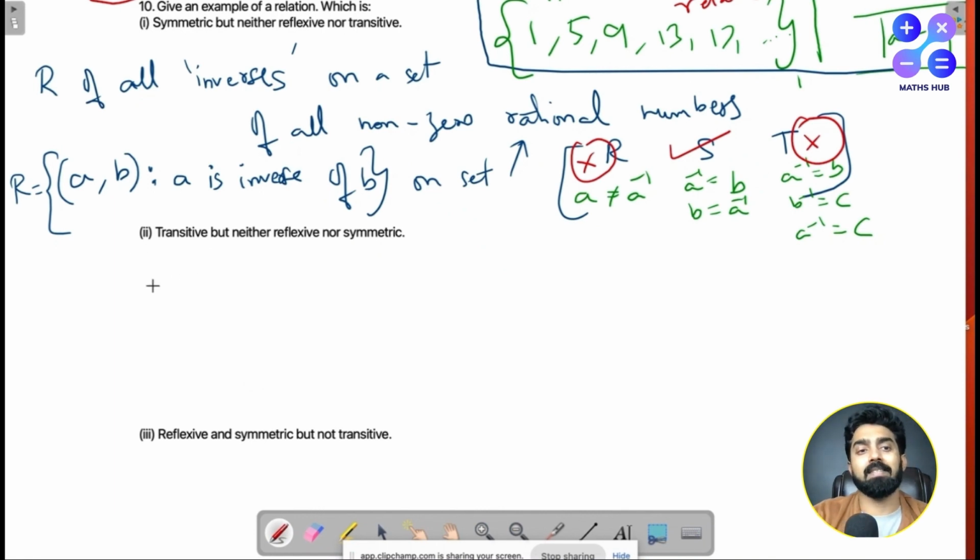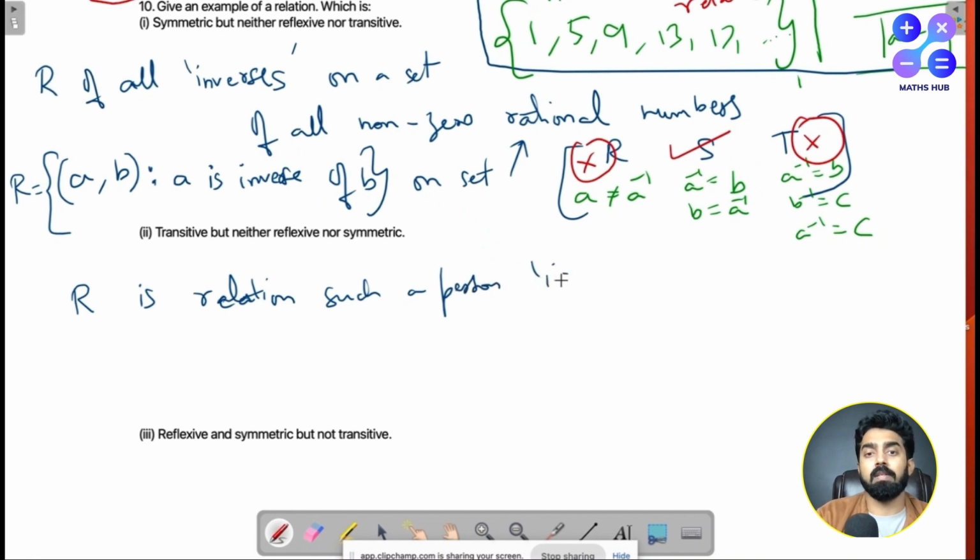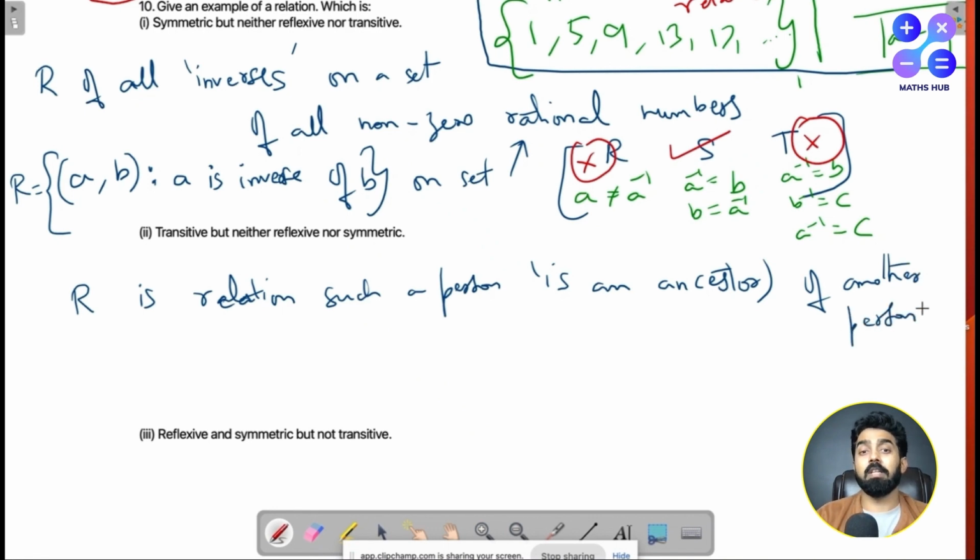Now coming to the second one. It has to be transitive but neither reflexive nor symmetric. Now R is a relation such that a person is an ancestor of another person. That's the literal relation you can create, right? So if somebody is an ancestor of somebody else, what kind of relationship would that be? Would it be reflexive, symmetric, or transitive, or any one of these?